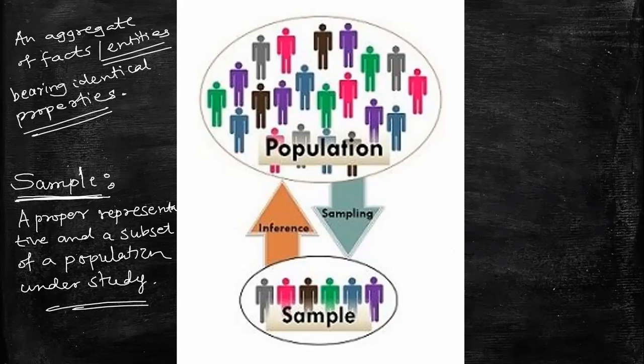So it is not absolutely essential to study the entire population. Only some part is studied, and definitely we say that if the blood group is O positive, that means the entire blood in our body is O positive. Yes, so this is 100% accuracy. This is a very nice example of population and sample.